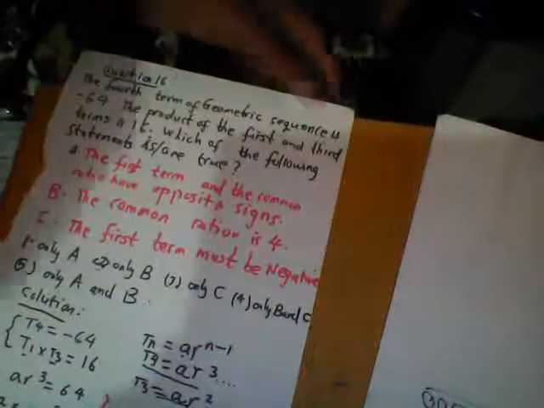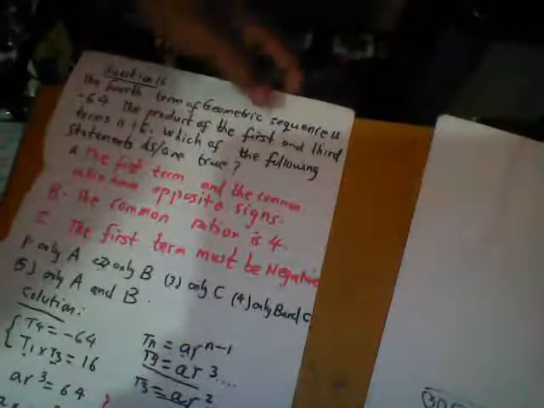So I'll say, what do they want? The first term and the common ratio. Okay, so what I'm going to do, I'll take this term divided by this term. Okay, this term divided by this. I think there'll be something here.